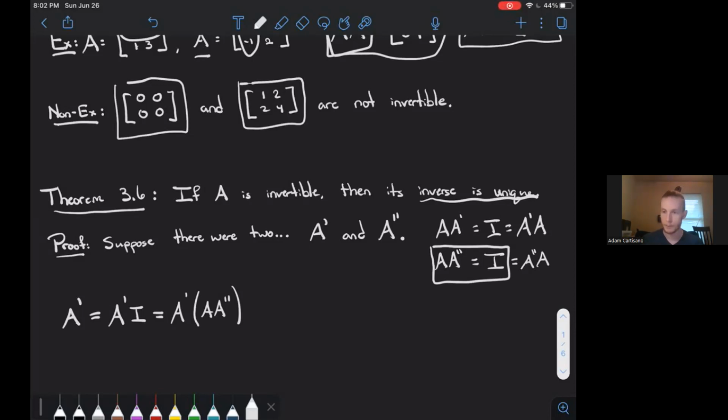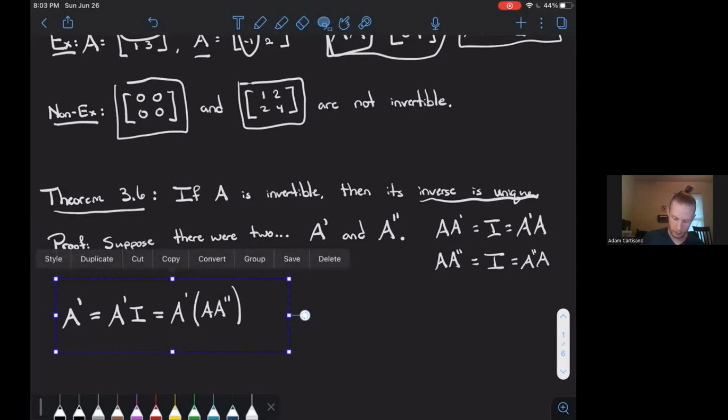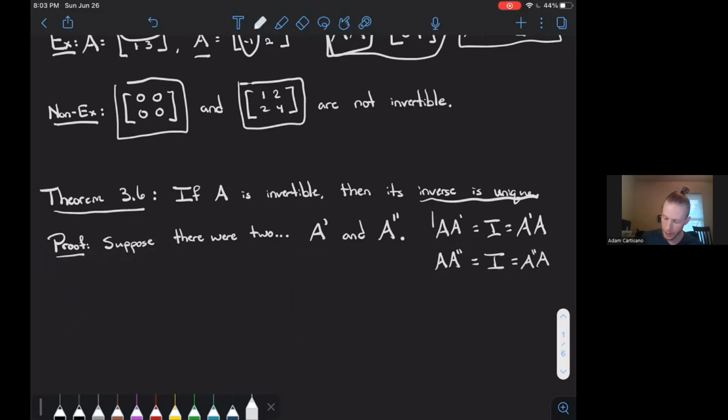So we're just going to call our two candidate inverse matrices A prime and A double prime. Just to remind you, A prime times A is the identity, and A times A prime is the identity, and same for A double prime. That's what it means for these things to both be inverses. Both of them satisfy these equations. So now what we do is we take a good look at A prime.